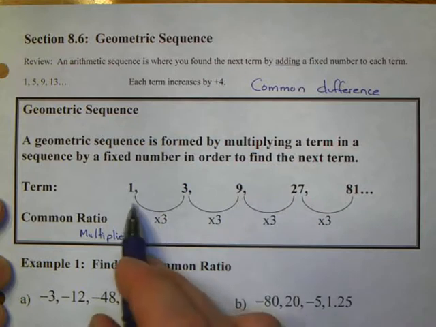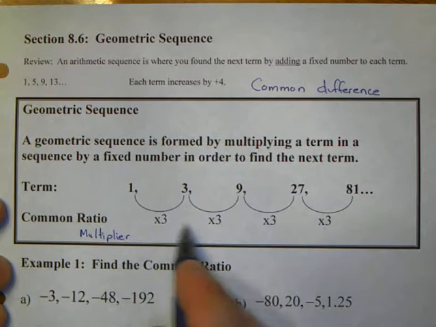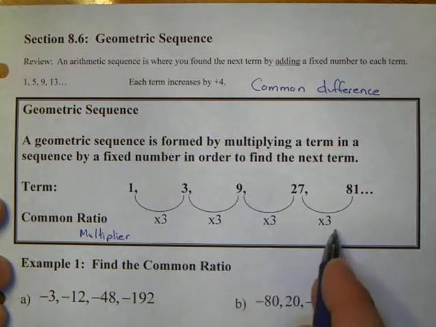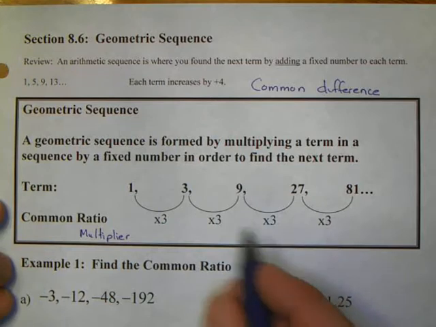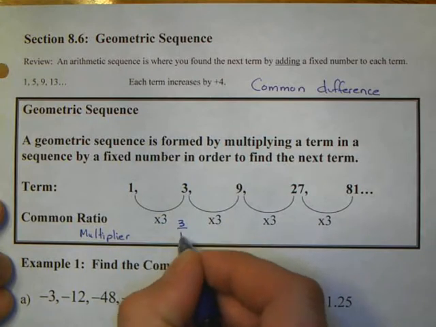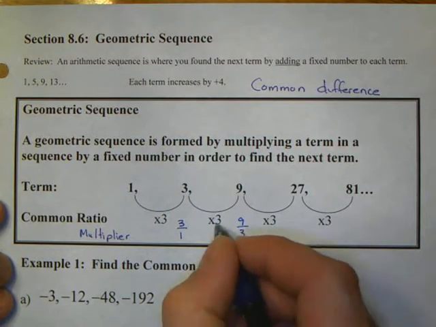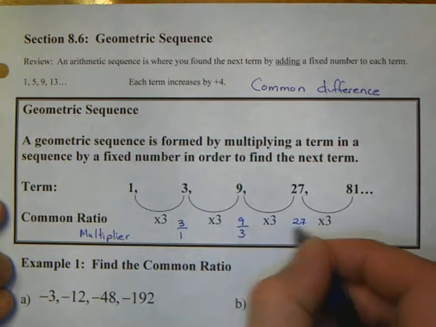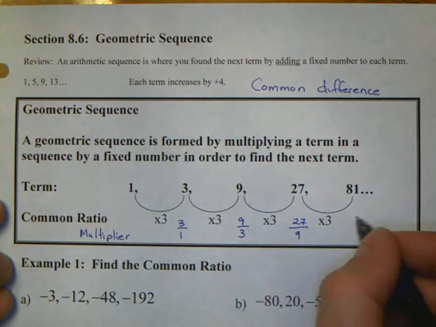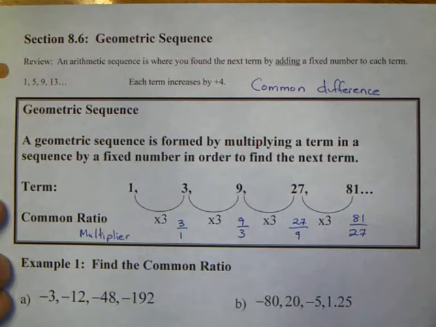Now to find that common ratio, sometimes what we can do is divide the second term by the first term. For example, 3 divided by 1 is 3. Or 9 divided by 3 is 3. Or 27 divided by 9 is 3. Or even 81 divided by 27 is 3 on a calculator. So if, when you divide each number by its previous number, you get the same number, that's called a common ratio or multiplier, and you have a geometric sequence.